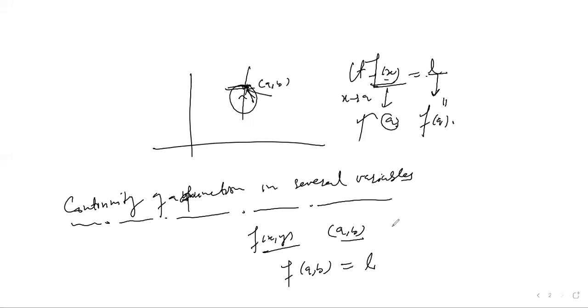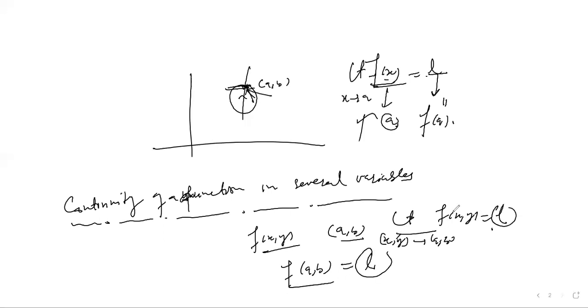If the limit as x, y approaches a, b of f of x, y is equal to L, it means that the limit exists. If the limit exists, then find the value of the function. If the limit of the function and the value of the function are equal, then we conclude that the function is continuous.